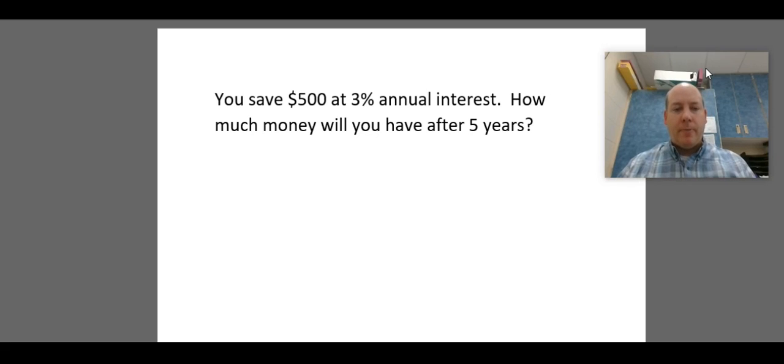So here's a problem for you. It says you save $500 at 3% annual interest. Okay, that annual interest just means every year. So once a year you get 3% of that $500. How much will you have after 5 years?